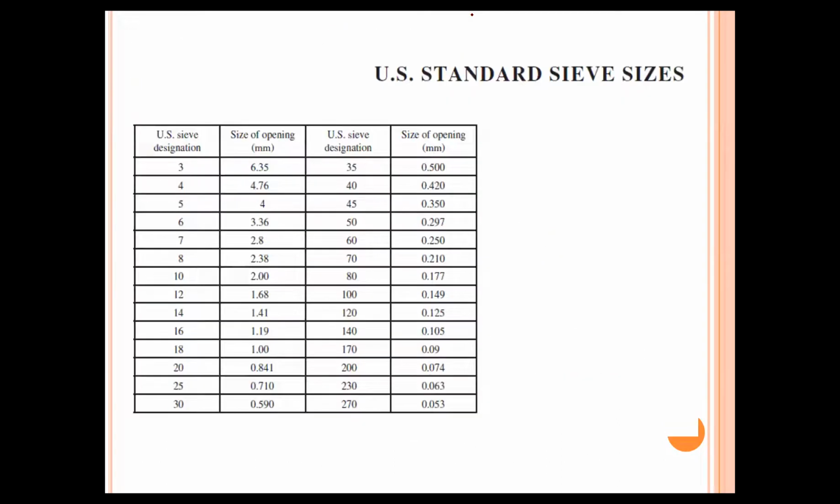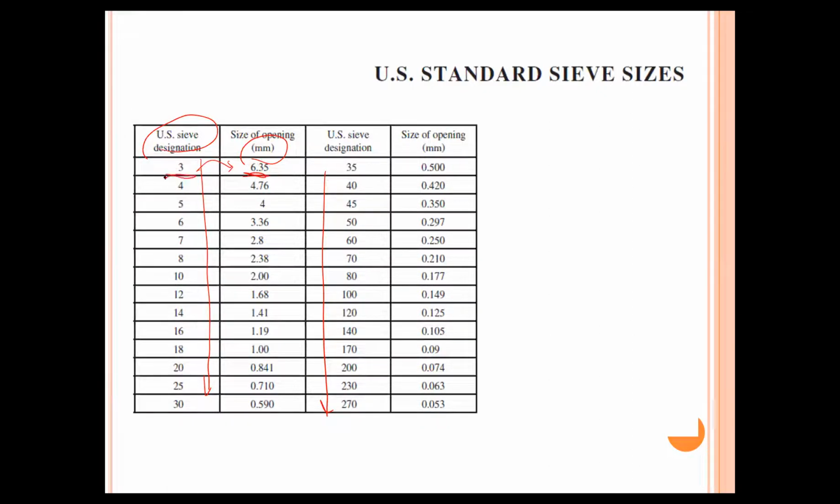In the previous example, some information is given, like the sieve analysis, and these are the US sieve designations, with the opening in millimeters. So it's 3 to, and then 35 and 270. These are the numbers, and these numbers are related to these openings.